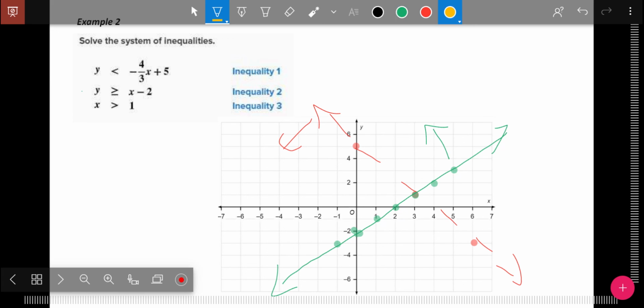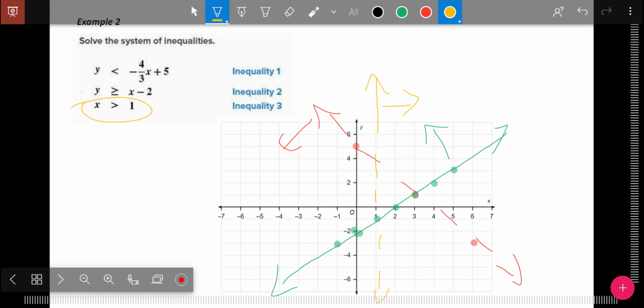And then the last one here I want to do in yellow. It's just x equals 1. X equals 1 is this vertical line. Now it should be dashed, so I'm going to make it dashed. And now when it's just a vertical line, I only worry about right and left. This one's shaded on the right.